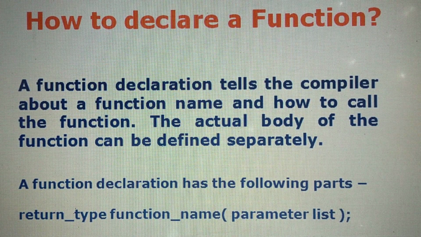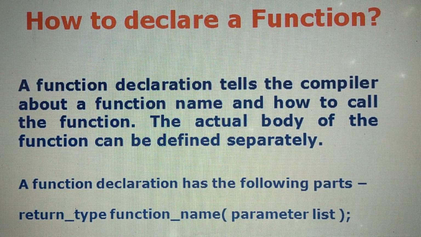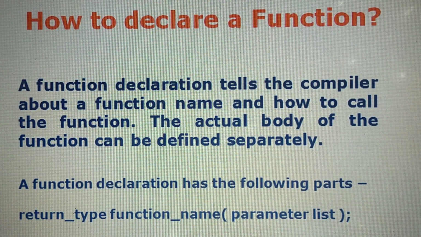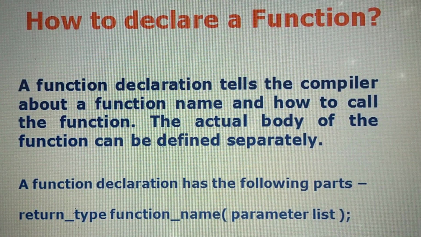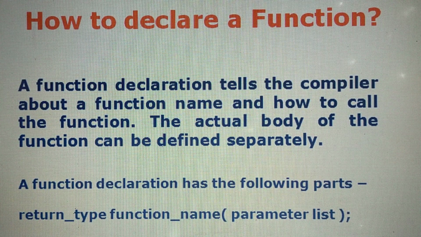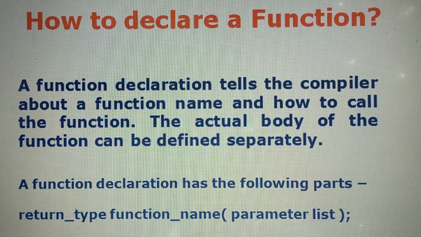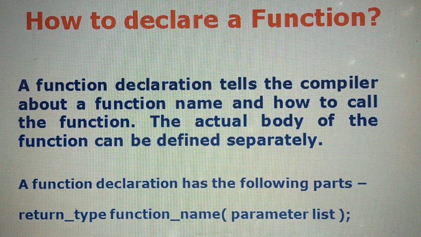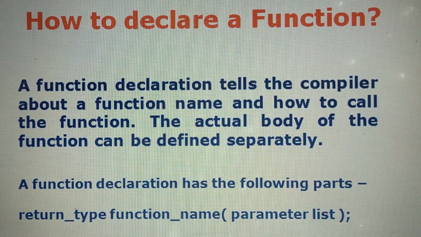The declaration part is going to tell the compiler three things. First, which type of value the function is returning after completing. Second, through the function name we can call the function in the main program. Third, how many arguments you pass in the function, like the type of the arguments, int or float. These three things the declaration part tells the compiler.